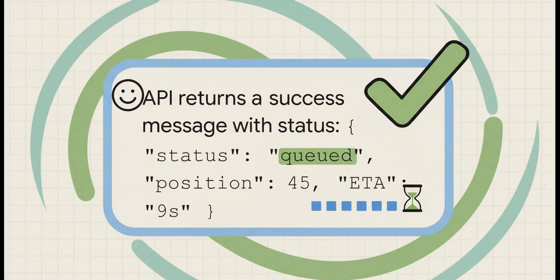And think about the user experience. It's so much better. Instead of getting an angry error message, you get a friendly, okay, we got it. You get a confirmation that your request is in the queue. Maybe it even tells you you're number 45 in line and it should take about 9 seconds. It's awesome because your request wasn't just tossed in the trash.